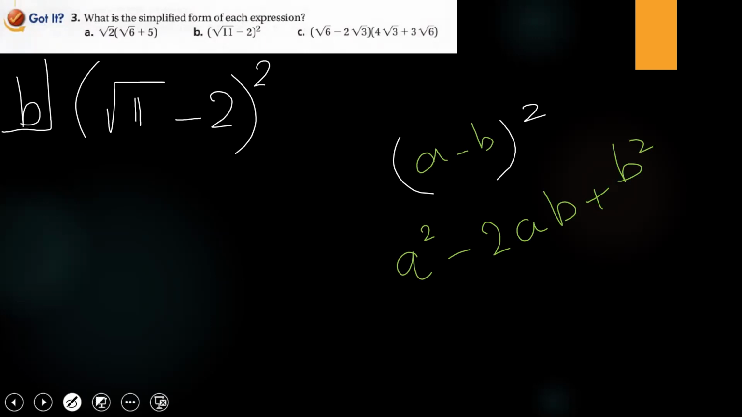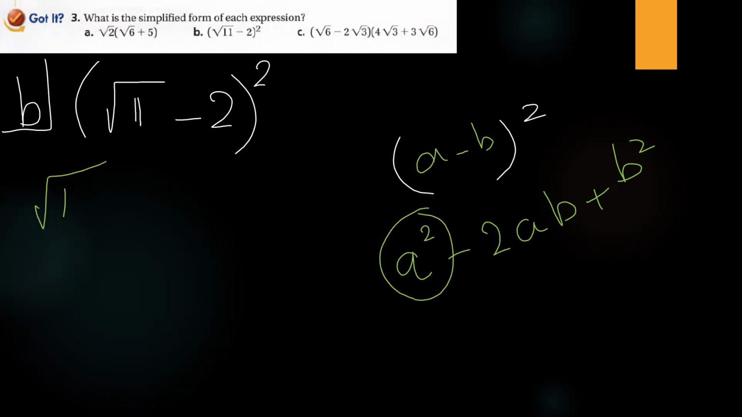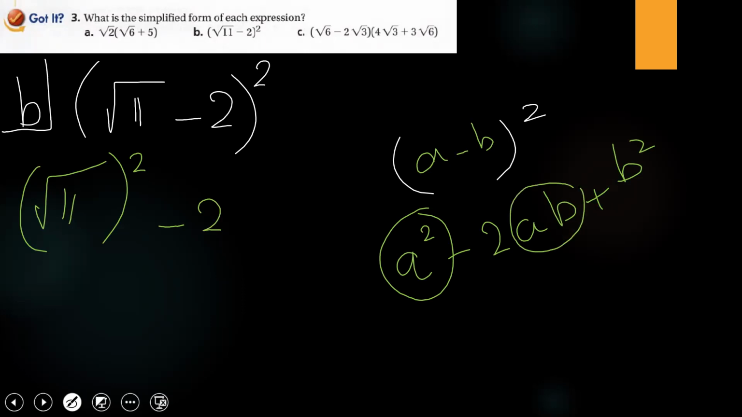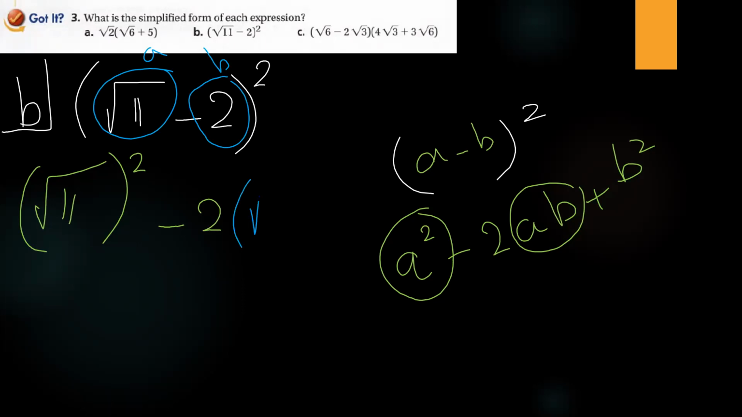Then after that, here we have the sum. Where is a? It's square root of 11. So let's write it as square root of 11 squared, minus 2 times ab. Where is a and where is b? Here a is square root of 11, and here b is 2. So we say it is square root of 11 times 2.